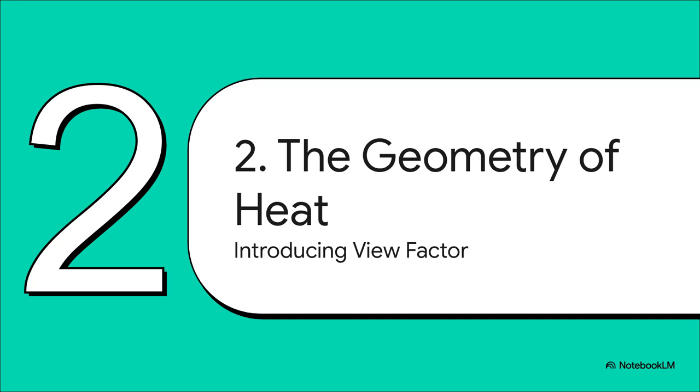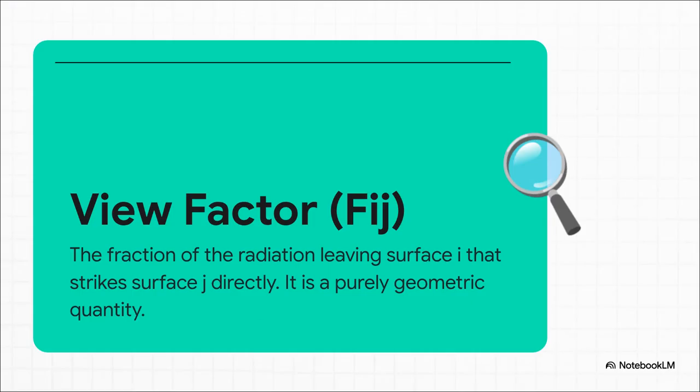It is. And that brings us to the geometry of heat and a really key idea called the view factor. So what is a view factor? It's actually pretty simple. It's just the fraction of energy leaving one surface that hits another surface directly. But here is the crucial part. It is a purely geometric thing. It has nothing to do with temperature or what the objects are made of. It is all about their shape, their size, and how they are arranged. It's literally about how well two surfaces can see each other.